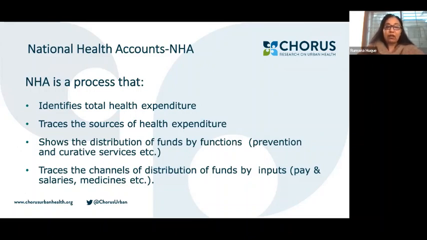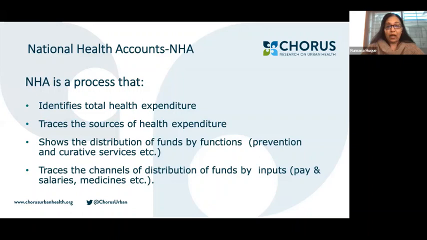National health accounts are a process that identifies the total health expenditure. It can be the total health expenditure of a country across all the ministries, or focusing only on the Ministry of Health or Ministry of Health and Population, whatever it is called in any country. So, the total amount of health expenditure of the country. National health accounts also trace the sources of health expenditure.